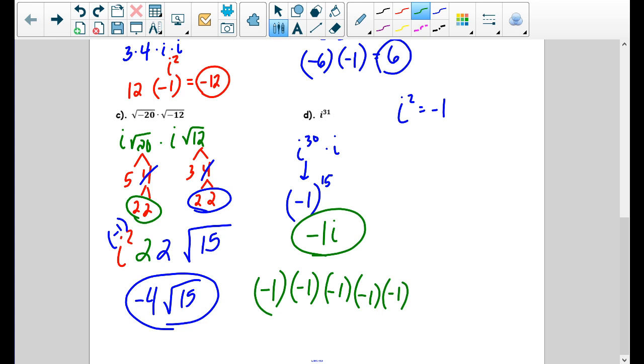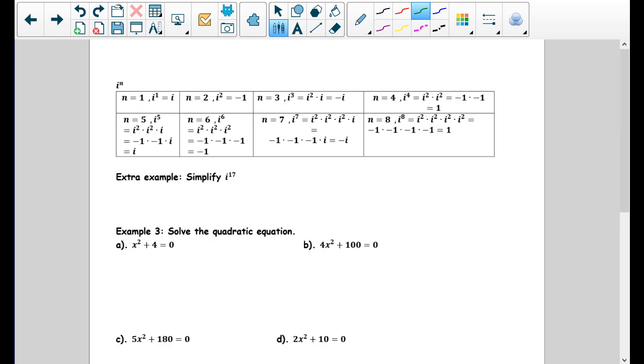Okay? So if you look on the top of the back page, you can see a chart there. And it does kind of what we did here, okay? So it works through a bunch, all the way up to 8, okay?